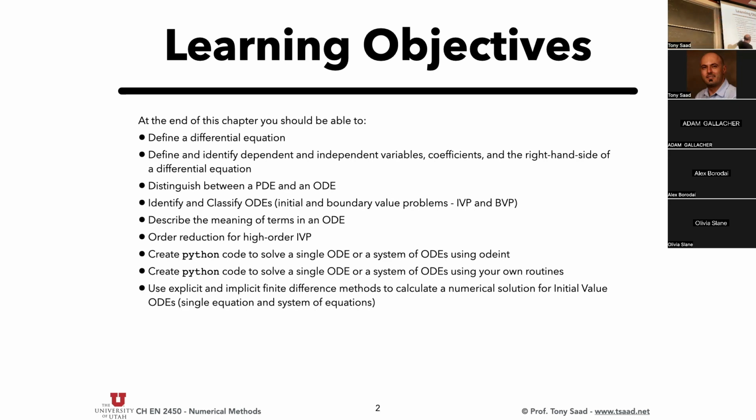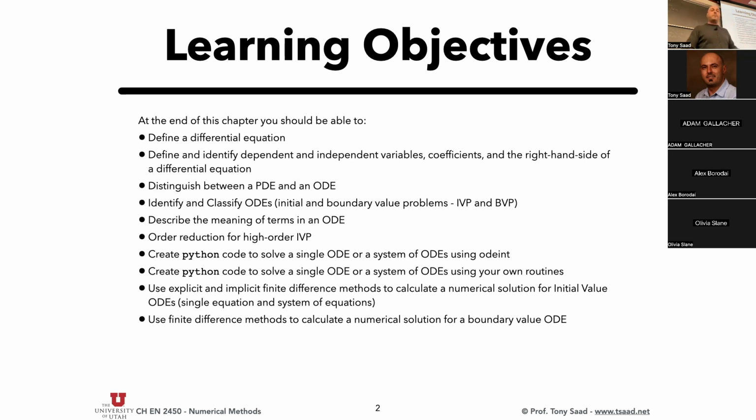Once we go under the hood, we're going to learn explicit and implicit finite difference methods to calculate a numerical solution for an initial value problem, single equation or system of equations. For boundary value problems, we will use the finite difference method to calculate a numerical solution. We kind of did that already with the heat transfer problem. So the emphasis in these lectures is going to be on initial value problems. We'll probably dedicate just half a lecture or one lecture on boundary value problems, because we already did those with the heat transfer problem.